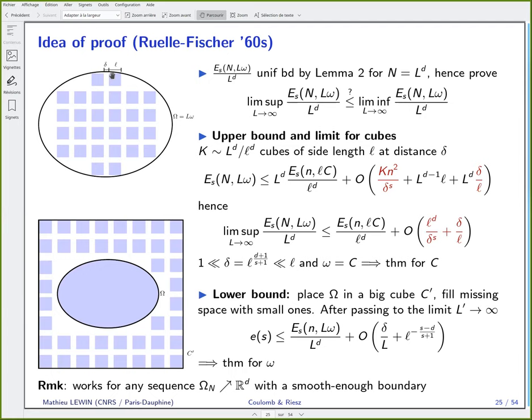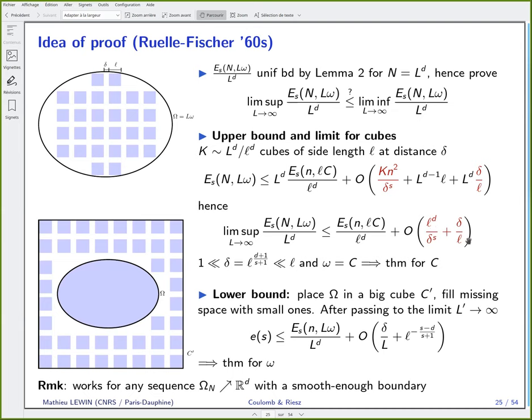And then if you compute everything carefully, I'm not going to do it, but it's not very hard, you get these kind of error terms coming essentially from the interaction between the cubes, also from the fact that close to the boundary, I can't put any cubes, so there is some missing space. And also from the fact that the density is not quite right, since I have a lot of empty space between the cubes, so you get these three error terms. Now what you do, you divide by L to the D, and you take the lim sup, which you want to estimate from above. And so what you have shown is that the lim sup for any domain is less than the energy of a cube with this little L plus these error terms.